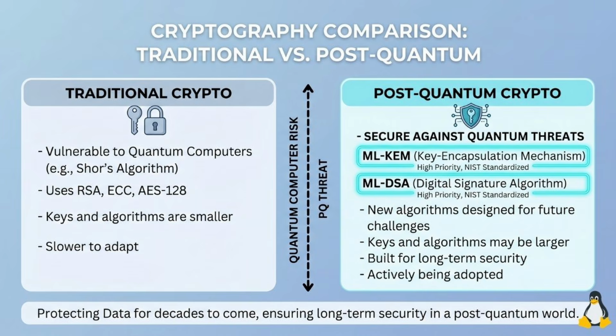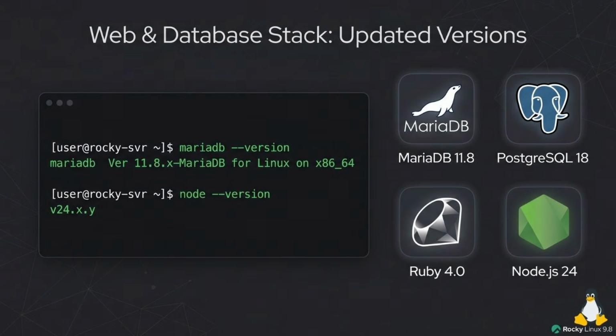Next, let's talk about what actually runs on top of the operating system, the web stacks, development environments, and databases. If you're looking to host a website, build a web app or manage a massive database, RHEL Linux 9.8 just dropped some major version bumps for the software you rely on every single day.